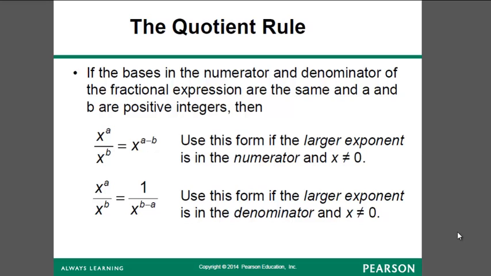The first rule that we're going to look at is the quotient rule. If the bases in the numerator and denominator of a fractional expression are the same, and a and b are positive integers, then we can subtract their exponents. Now it always depends on where the larger exponent is. That will determine where the actual answer ends up. Let's look at some examples.